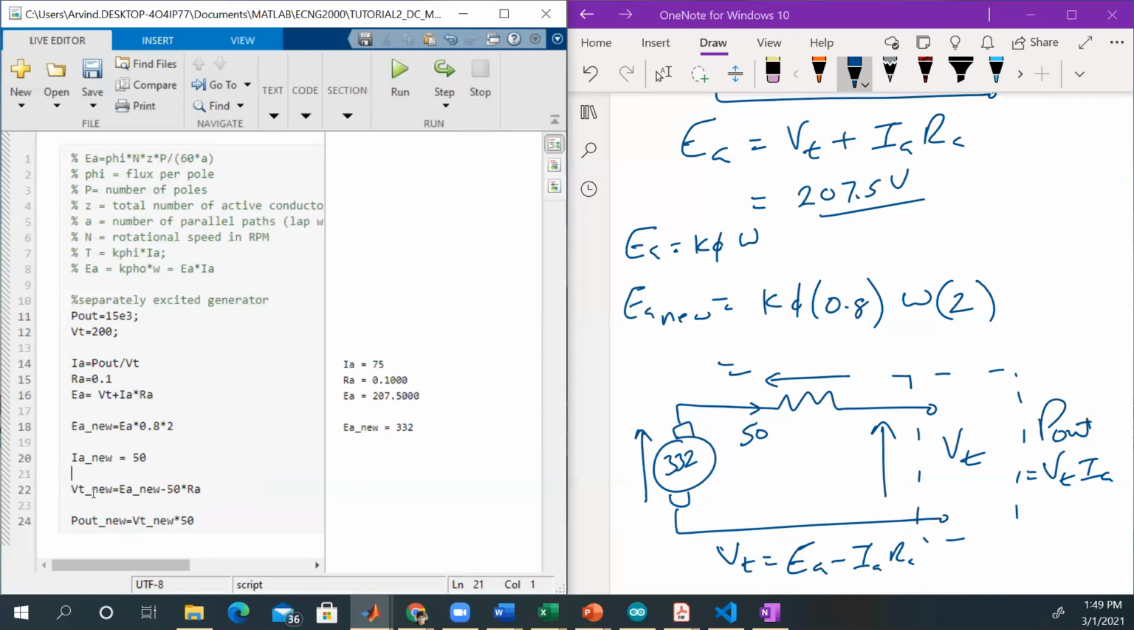So then here, right? So now the new power out, the new terminal voltage is 327, and the new output power is 16,350. So this is probably not a safe way to operate this motor if the rated conditions were 200 volts and 15 kilowatts, right?